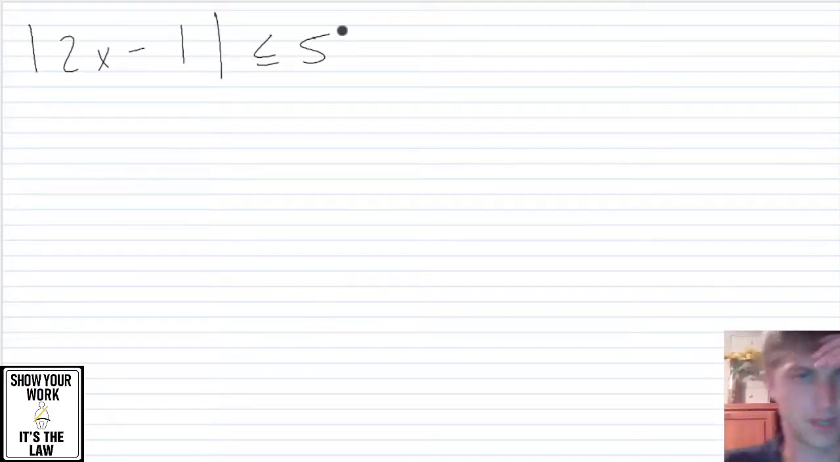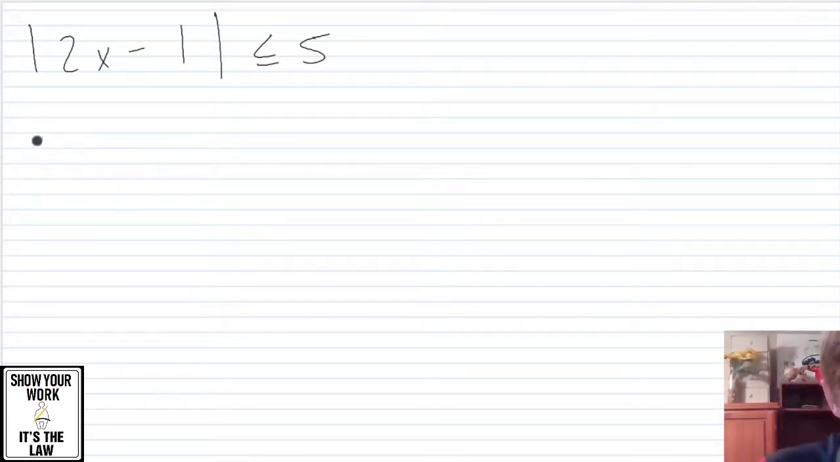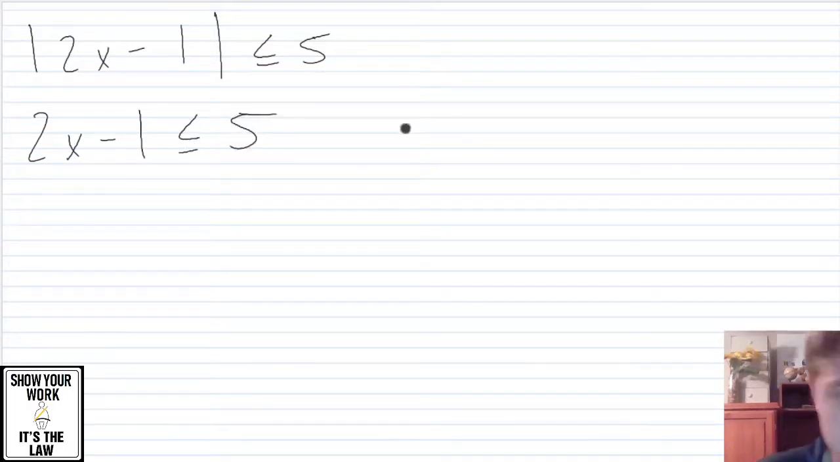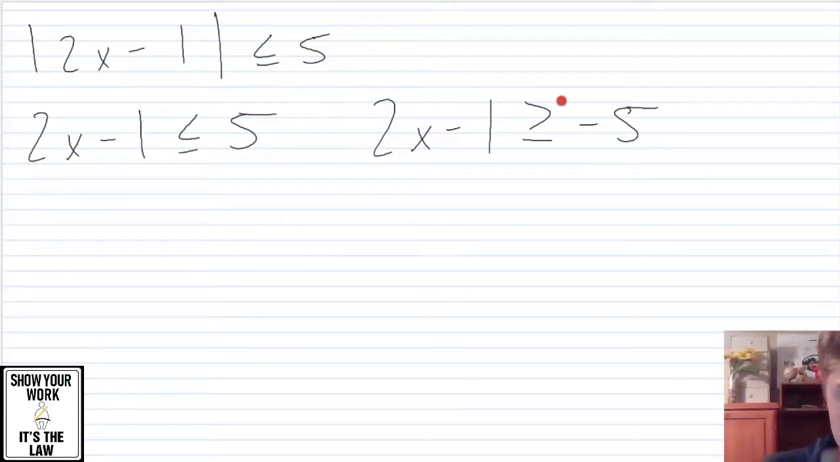All right, the absolute value of 2x minus 1 is less than or equal to 5, so parallel universes: 2x minus 1 less than or equal to 5, and also 2x minus 1 is greater than or equal to negative 5, because the signs flip when we multiply or divide by a negative. That's what we did when we went from 5 to negative 5.